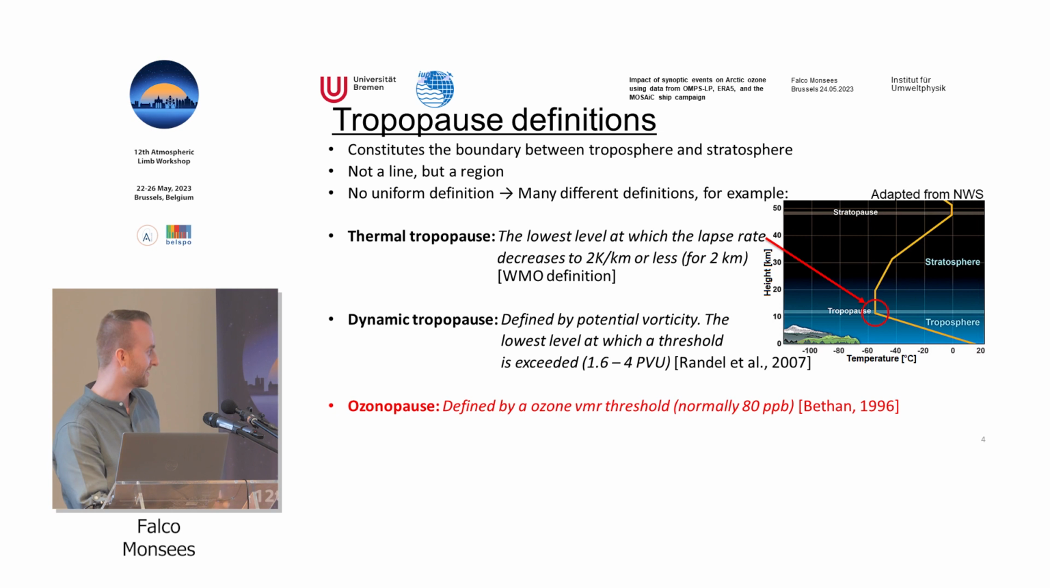Another important definition for this presentation is the ozonopause, which is an ozone tropopause, which is also defined by a threshold, but in the ozone volume mixing ratio. This is normally 18 parts per billion, but we will look closer into that later in the presentation.